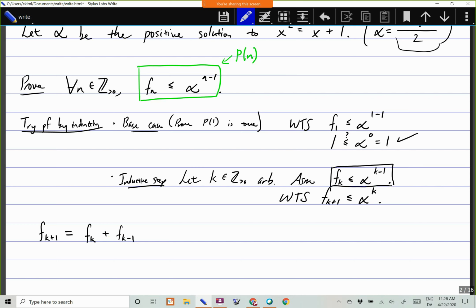f sub k is less than or equal to alpha to the k minus 1. So this part we can replace with alpha to the power k minus 1, but because we're replacing f sub k with something that we don't know is equal, we just know that this thing is bigger, that's why the symbol is already this, and then we have a plus f sub k minus 1.